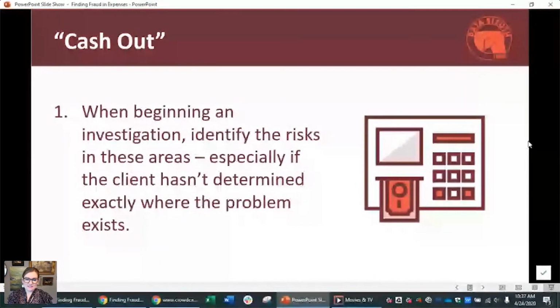When beginning an investigation, we're going to identify the specific risks in these different areas. Most of the time, business owners come to us or with their attorneys and say, okay, we know that they're stealing this way. But then we still like to walk them through, okay, what else does this person have access to so that we can identify the risks and determine, are there other areas that we should also look at while we're concerned with writing checks to themselves, fake vendors.